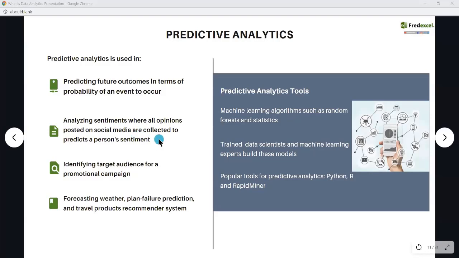We have analyzing sentiment, where all opinions posted on social media are collected to predict a person's sentiment. Those who are quite familiar with Facebook, and also those who do shopping on Amazon and watch Netflix, will realize that behind the scenes, an algorithm will pick up at least the sites you normally visit or the items you normally buy. Based on that, they will send you things. If you are buying, assuming, a Pepsodent, then they know that you need a brush. So the moment you buy online, the next item which will pop up will be, let's say, a toothbrush.